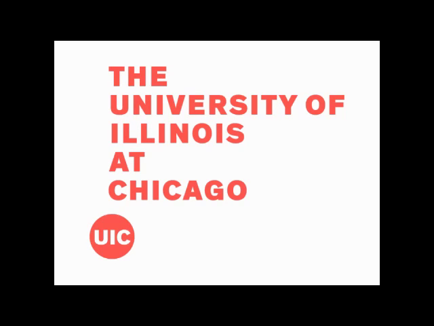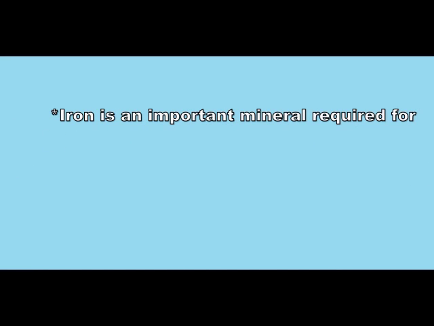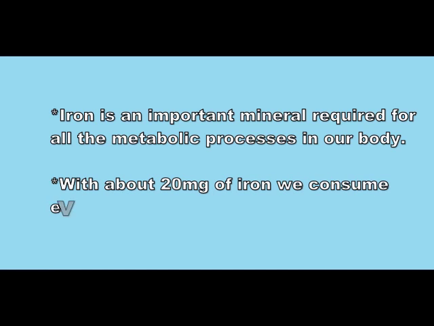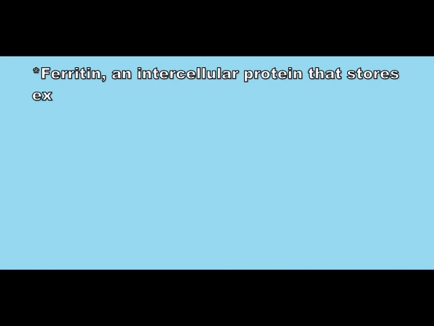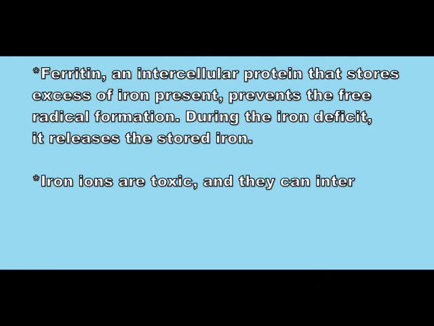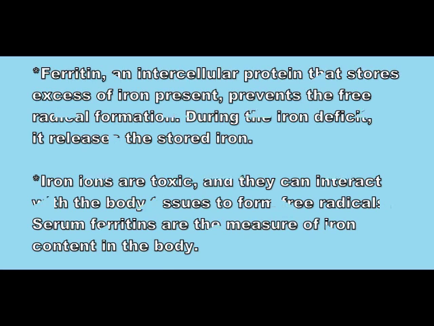Here to present the importance of iron and ferritin in our body. Iron is an important mineral that is required for all metabolism, and we consume 20 milligrams of iron, and only 2 milligrams are absorbed. And ferritin is an intracellular protein that stores iron inside, and it prevents radical formation. Iron ions are toxic in nature and can form reactive oxygen species, so ferritin helps a lot.